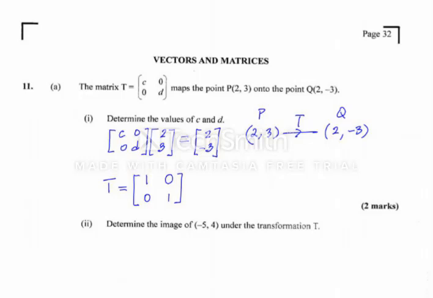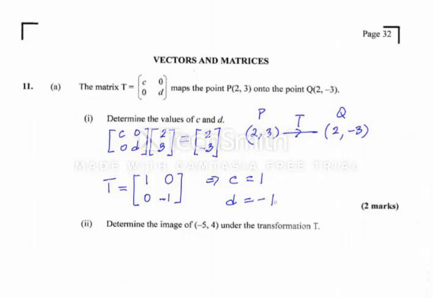It means that the matrix T is this matrix here, with a -1 in the bottom row. This is the matrix T, and if that be the case, it means therefore that C is equal to 1 and D is equal to -1.